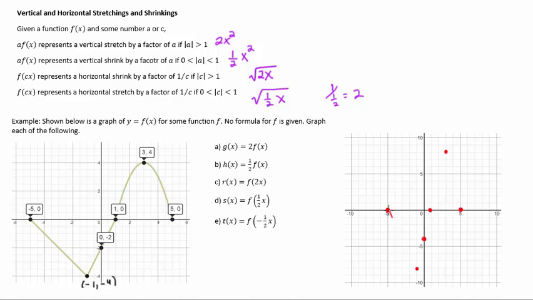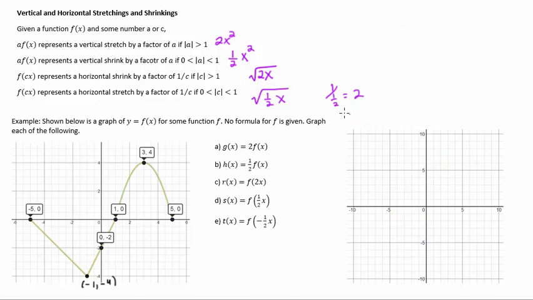And then we connect those dots and try to make it look similar, with straight lines looking like straight lines and the parabola looking like a parabola. What happened was we took all our y values and stretched them away from the x-axis so they were all twice as far away as before. Now B, we have 1/2 f of x. This is a vertical shrink of a half. So instead of things getting farther away, they're going to get closer.